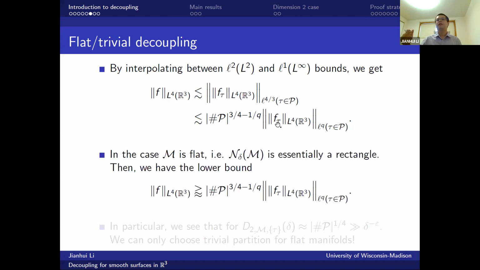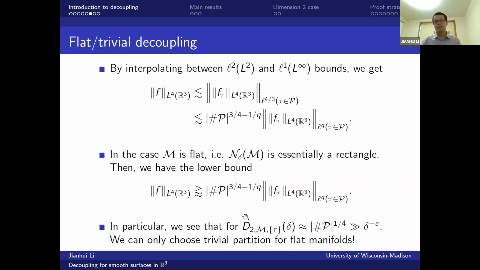Okay. This is a trivial decoupling. We don't consider any structure at all for the underlying manifold, right? So we call it trivial decoupling. But on the other hand, if the manifold is flat itself, which means that the delta neighborhood of it is essentially just a rectangle, then we also have a lower bound. Okay, the lower bound is roughly speaking the same as the upper bound. Okay, what does that mean? That means that in particular, no non-trivial decoupling exists for this little L2 norm.